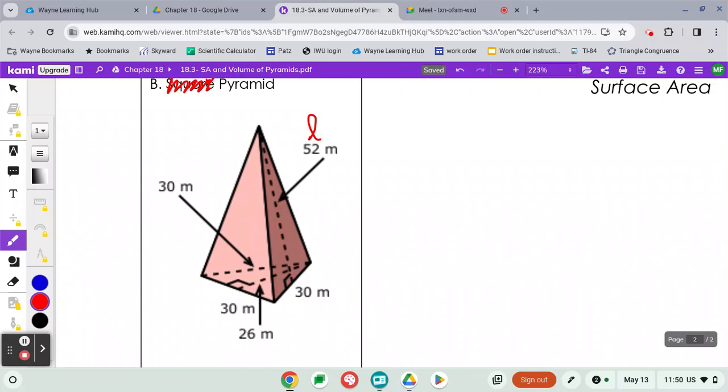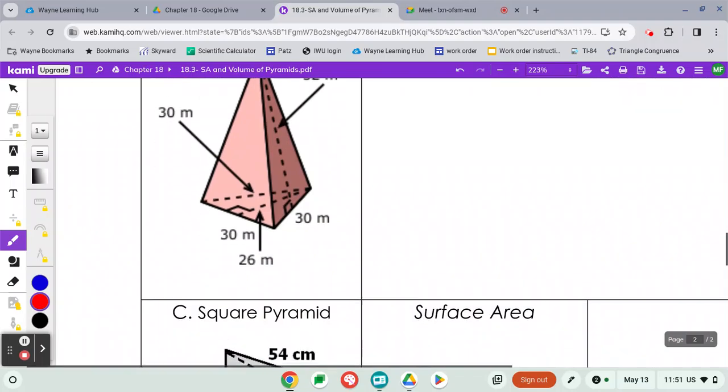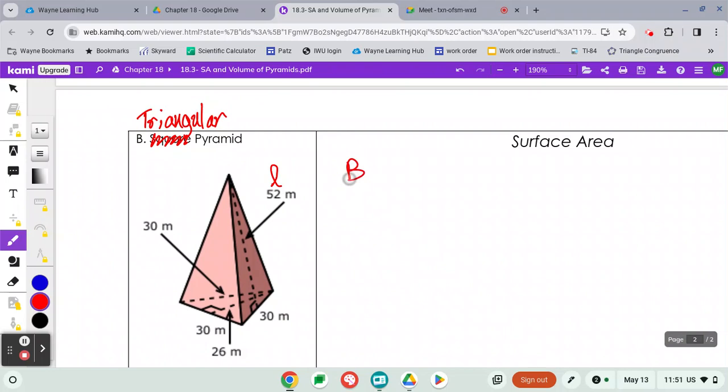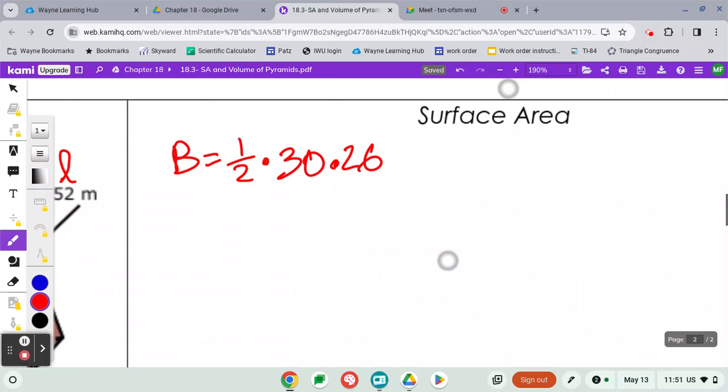Now, what is the 26? Very good. The height of the base or the base height. It's not the height of the pyramid, right? Because it doesn't go to the top, but it's the height of the base. Now, why do we need that? Well, to find the area of the base, we need 1/2 times the base of the base, which you already told us is 30, times the height of the base, which is 26. So 1/2 times 30 times 26.